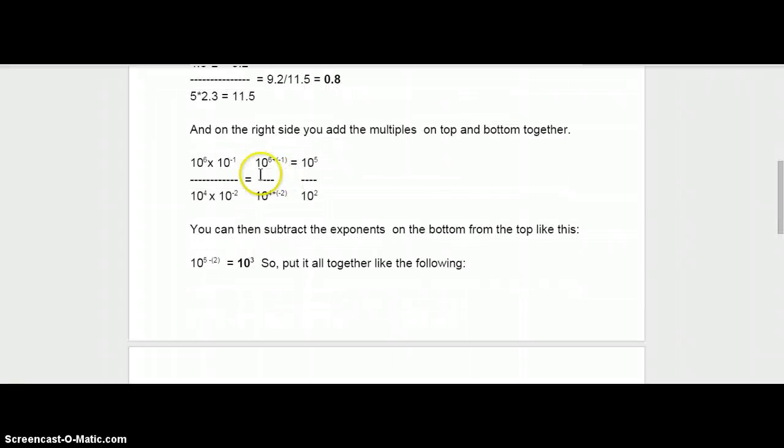So the tricky part when you're doing these is it's actually very, very easy. Anytime you multiply a power, you add the exponents, like this. 6 plus a negative 1 is 5. 4 plus a negative 2 is 2. Anytime you divide an exponent, as long as it has the same number for the base, this part right here is a 10 and a 10, that's the same, so I can subtract the exponents. 5 minus 2 is 3, so 10 to the third.